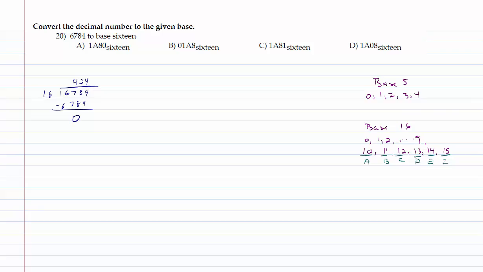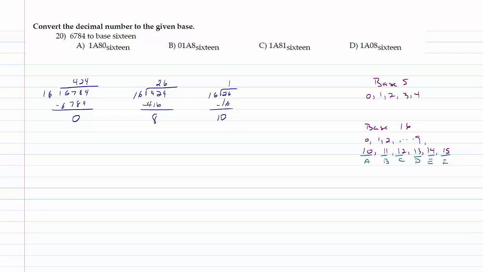So now I've got to take 16 into 424. So 16 divided into 424, and that'll go in there 26 times. And when I multiply 26 by 16, we get 416. I subtract, and so my remainder is 8. So let me keep going. 16 divided into 26 goes in there once. 1 times 16 is 16, and when I subtract, my remainder is 10.